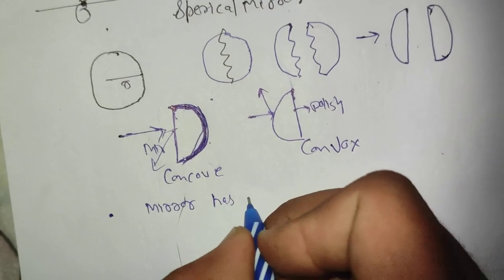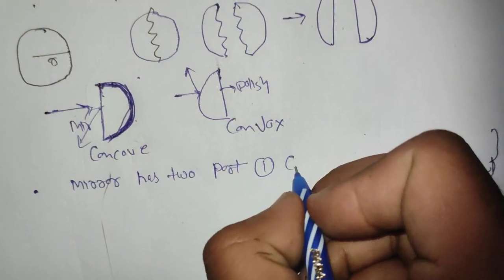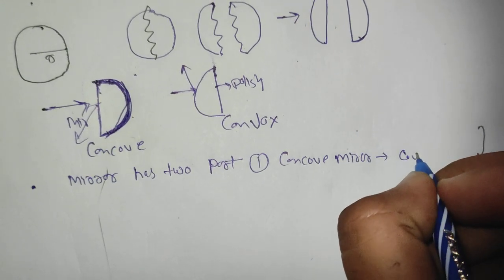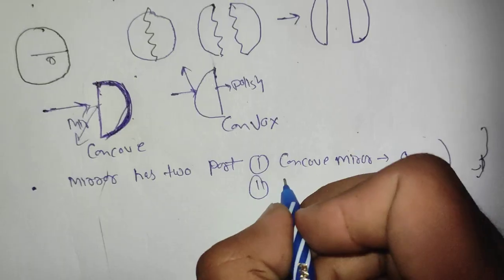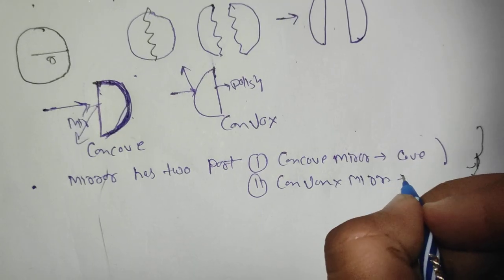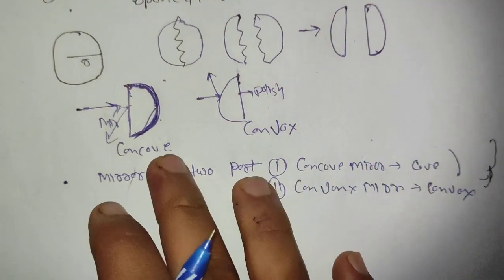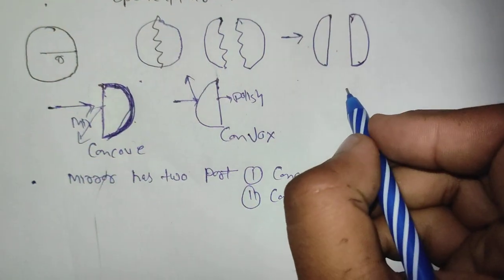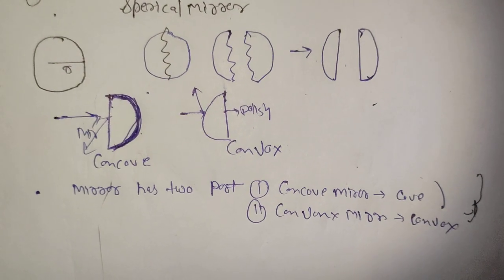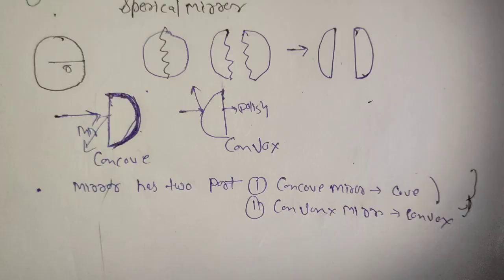So the spherical mirror has two parts. The first is the concave mirror, known as the cave type, and the second is convex. Don't memorize these things, just understand the topic. Imagine a spherical mirror, you cut it, it splits into two parts. The first is a concave type of structure where the light is reflected, and the second is convex.